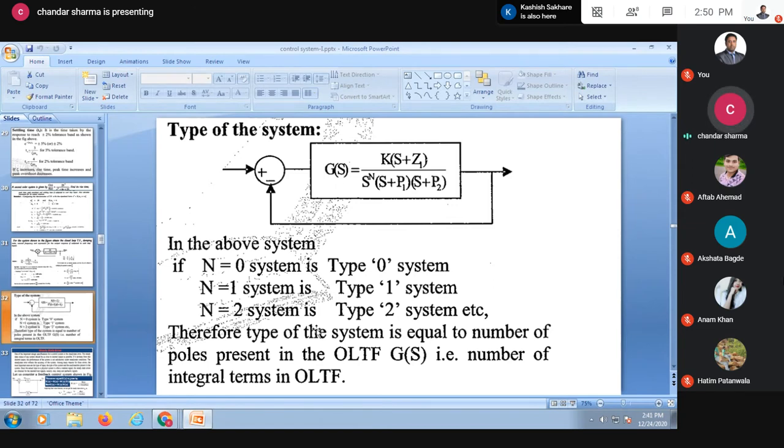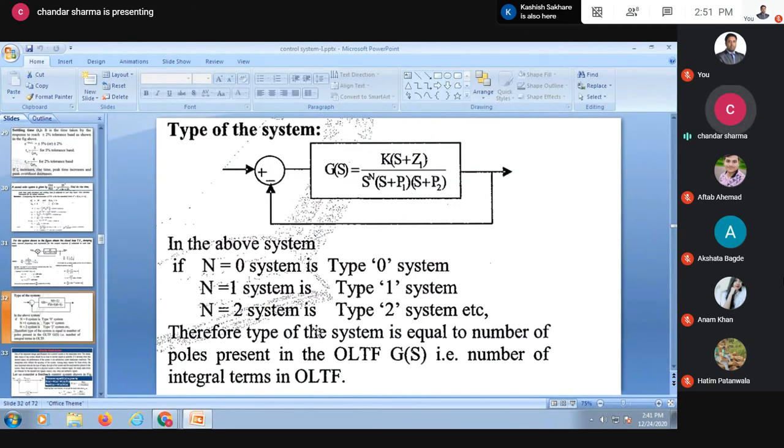Okay, if the value of n is 1, then we can say that it is a type 1 system, and if the value is 2, we can say that the system is type 2. Therefore, the type of the system is equal to the number of poles present in the open loop transfer function, that is G(s)H(s), that is, the number of integral terms in the open loop transfer function. So that is the type.